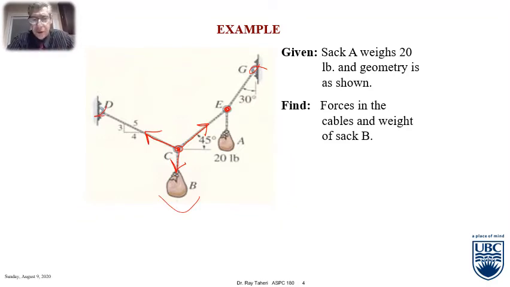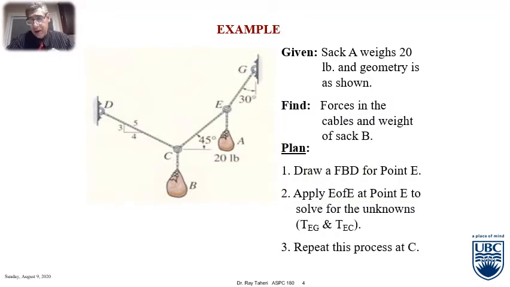Yes, that's a correct free body diagram, but how many unknowns do I have? I don't know the weight of sack B, and I don't know either of these two cable tensions. So I have three unknowns. I won't be able to solve three unknowns in a two-dimensional space with two equations. So logically, I should start from this point. This point has one force going this way, one force going this way, and one force going here, and this is given. So I can simply write the equations of equilibrium to solve these values here.